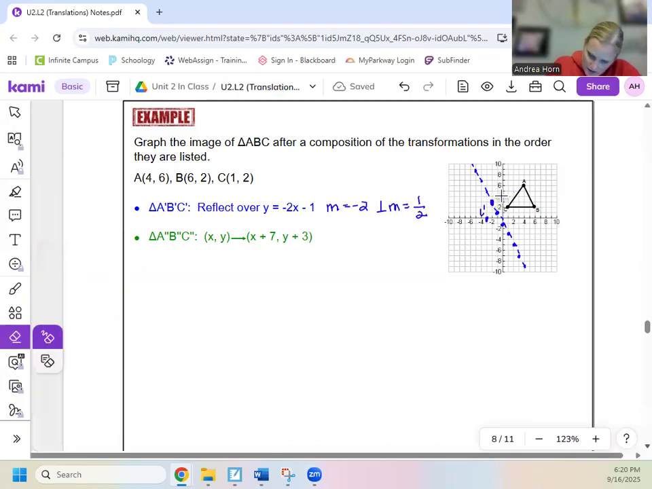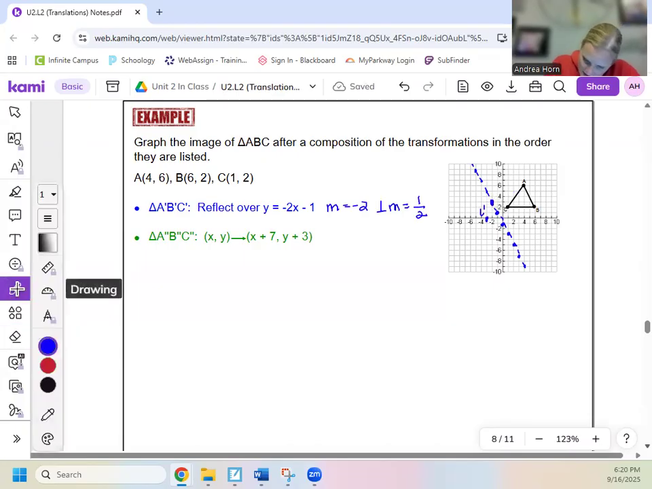So if I look, my change in x looks like it is 3. 1, 2, 3. And I'm sorry, my change in y is 3. My change in x is 6. So I'm going to go down 3, 1, 2, 3, over 6, 1, 2, 3, 4, 5, 6. So that's A prime.